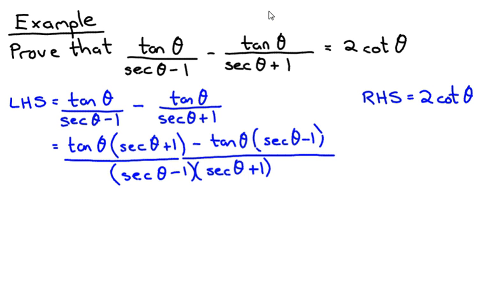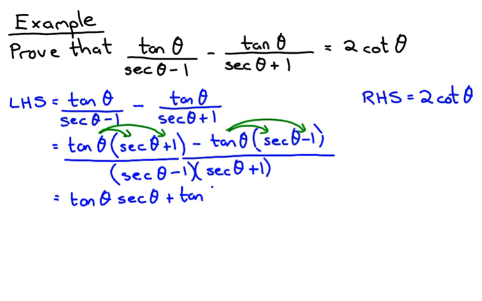Okay. Then I have a look at that. I can multiply out, so I'm going to multiply out here. Same thing there. In which case I get tan theta sec theta plus tan theta minus tan theta sec theta plus tan theta. Now don't forget about your denominator.